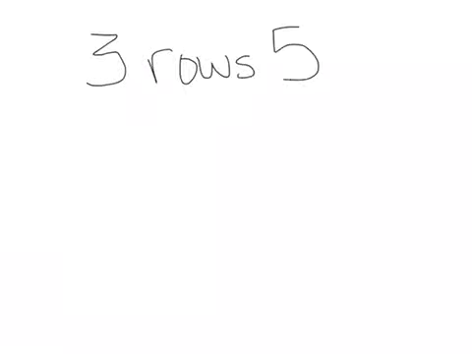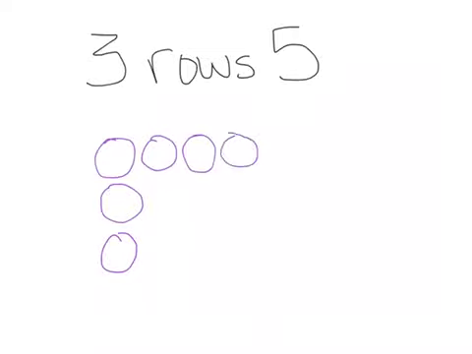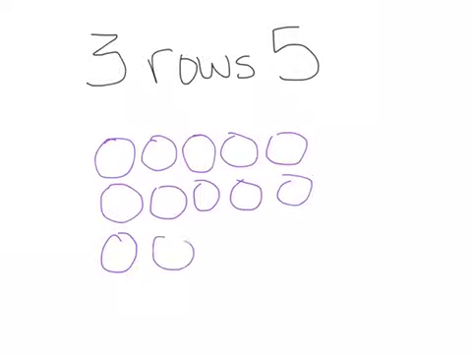Okay, I'm going to give you a story problem now. I'm going to tell you that I walked into a bakery to buy cupcakes for Zoe's birthday. And at the bakery, I noticed that there were three rows of five cupcakes. I want you to hit pause and I want you to draw an array of three rows of five cupcakes. Okay, the array that you should have drawn would have been three rows with five in each row. And it would look something like this.